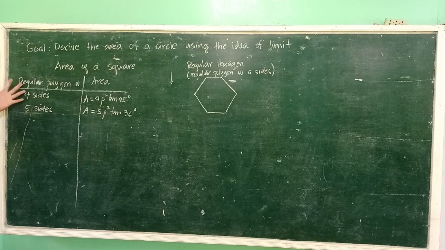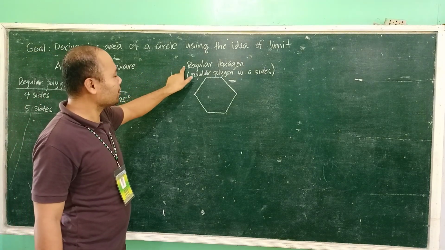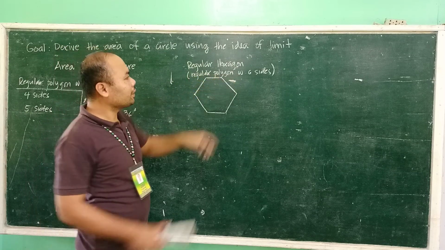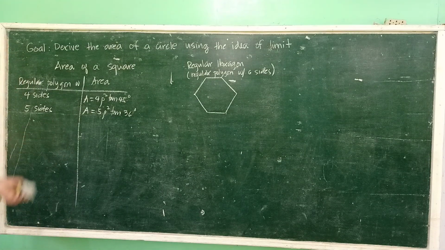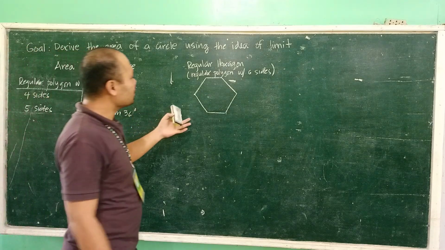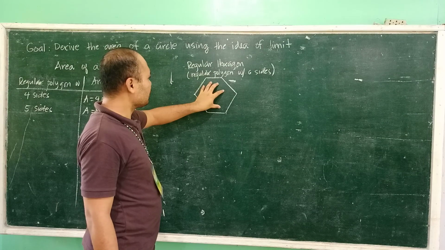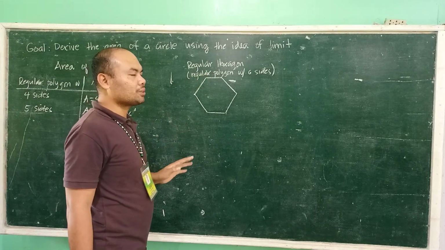Okay, so before we generalize the area of any regular polygon, lastly, we will be solving for the area of a regular hexagon. Of course, you know that a regular hexagon is a regular polygon with 6 sides. Very similar to what we have done for polygons with 4 sides and 5 sides, we also divide this polygon into several isosceles triangles.